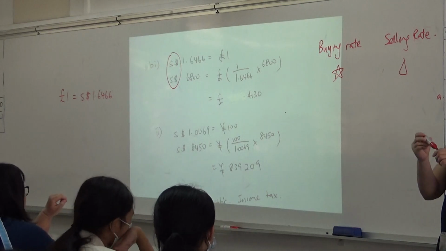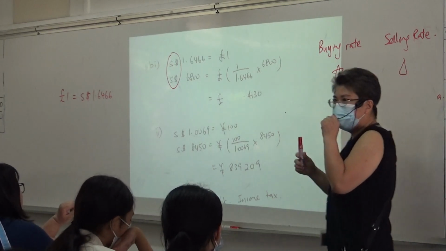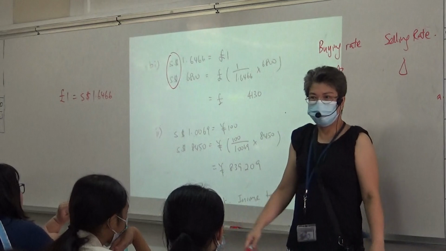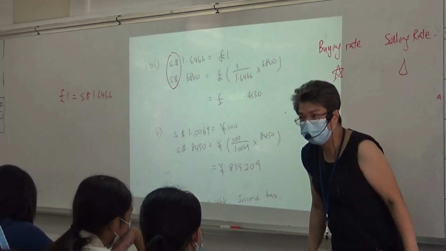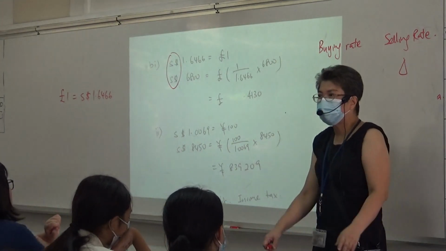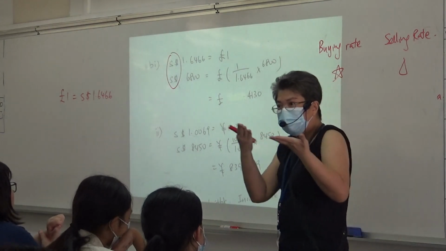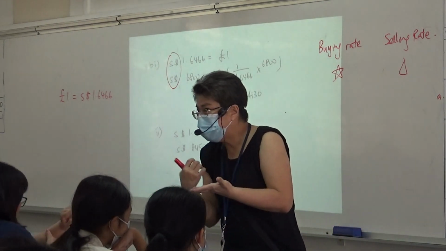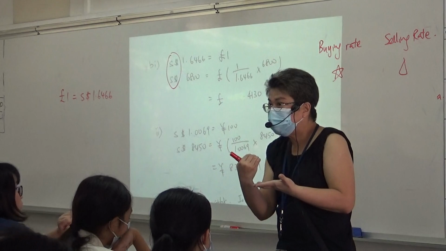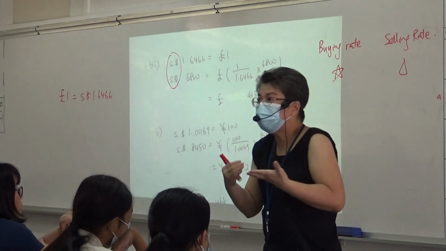Okay? Now, I give you a scenario. Let's say you want to go to Australia. You go to the money changer, right? Or you go to the bank. I give Singapore dollars to them, right? I am buying Australian dollars, right? Correct? What is the bank doing?